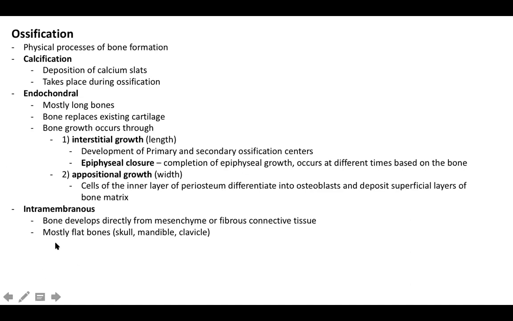Intramembranous, this is most of the flat bones in the body. So your mandible, clavicle, and skull are all intramembranous. Okay, so it replaces mesenchyme or fibrous connective tissue with bone. That's where we have soft spots in our head. We still have that fibrous connective tissue and no bone there yet. As we have more intramembranous ossification, our skull will close up those soft spots as it replaces that connective tissue with actual bone.